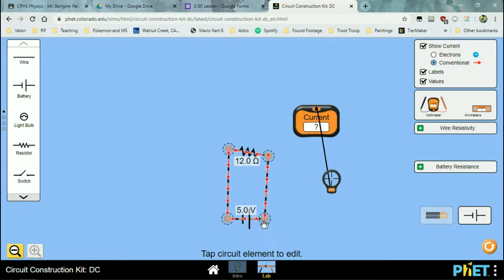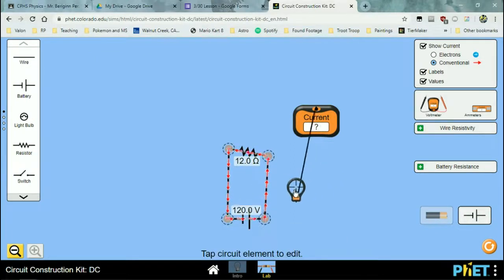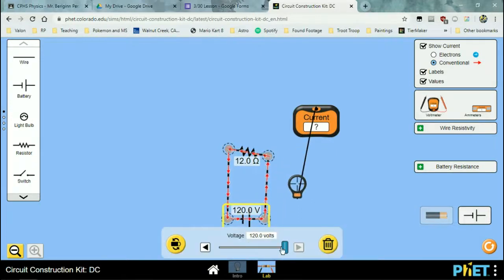And again, if I were to go back to this and raise this up a ton, let's go all the way up there. Well, what should my current be? Well, 120 is my voltage, which equals my current times my resistance. My resistance is 12. So 120 equals something times 12. Well, it should be 10. Yeah, 10 amps. So it lines up pretty well with that. It's pretty straightforward in terms of how this all works. It really shouldn't be that complicated, at least in this sense here.